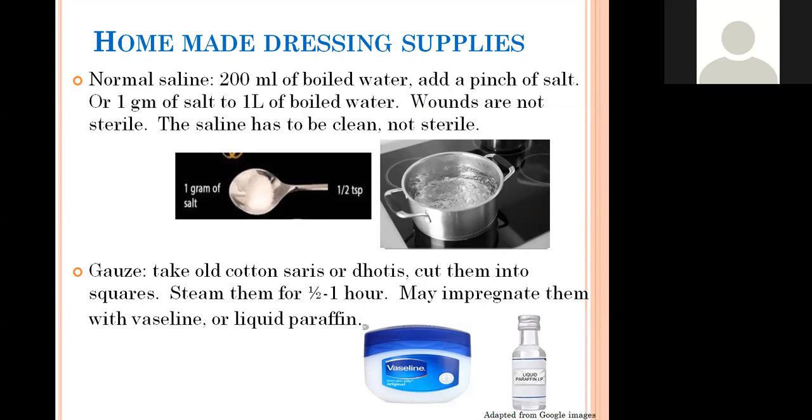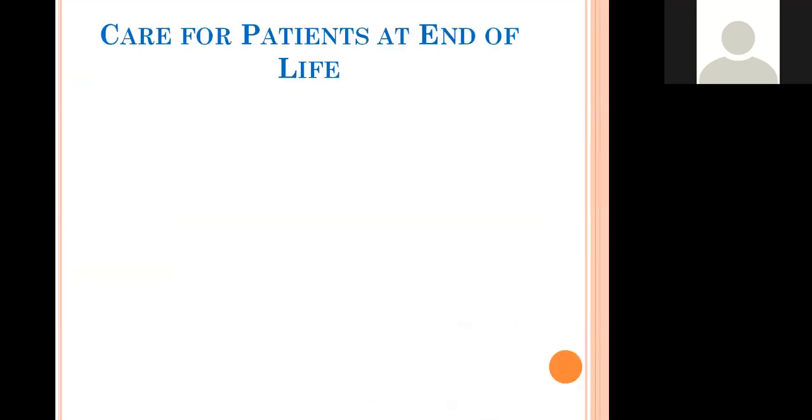So what we can do is ask them to take old cotton saris or dhotis, cut them into squares and steam them for half to 1 hour. And we can impregnate them with Vaseline or liquid paraffin. By doing this, it becomes like an occlusive dressing, and it also prevents the dressing from adhering to the patient's wound, which may be very painful on removal, or can even cause bleeding if the gauze piece or dressing material gets stuck to the patient's wound.